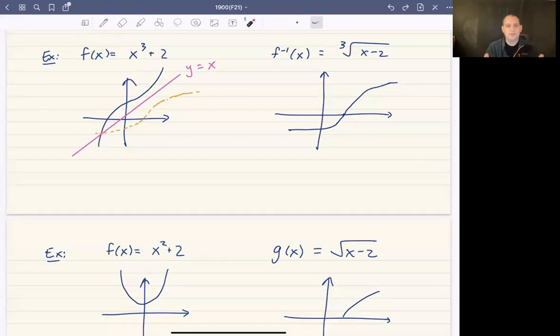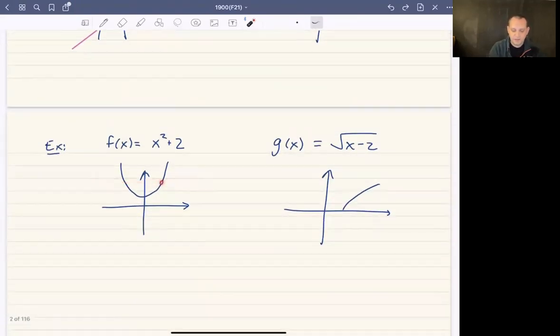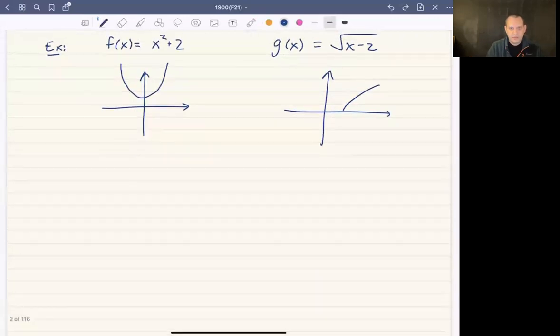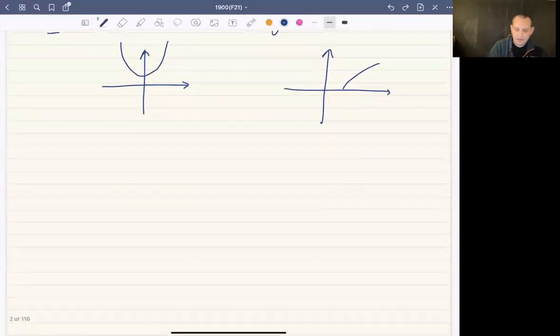And again, just to be explicit about what that means, take any horizontal line you want. If the graph of the function intersects any horizontal line at most one point, then it passes the horizontal line test. In this case, the horizontal line test has failed because there's 2 points here and here. For example, there's at least one horizontal line where the function intersects at more than 1 point. Okay, and so that's a problem. So that's, again, a visual example of why x cubed plus 2 has an inverse, but x squared plus 2 does not.